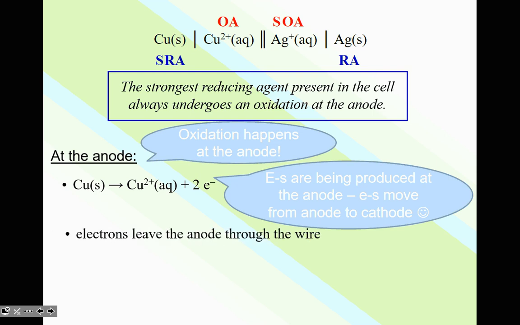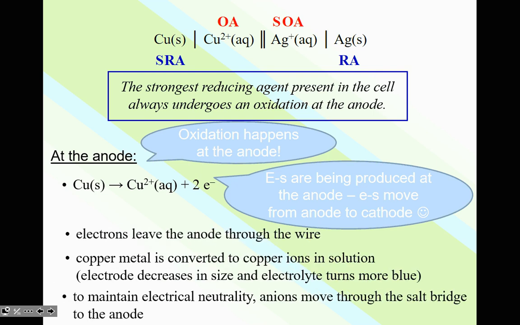So let's take a look at what's happening at the anode. At the anode, it's producing electrons, because it's going through oxidation. Those electrons then go through the wire to the other half, and the electrons are used for the other half reaction. So electrons leave the anode through the wire because they're being produced at the anode.